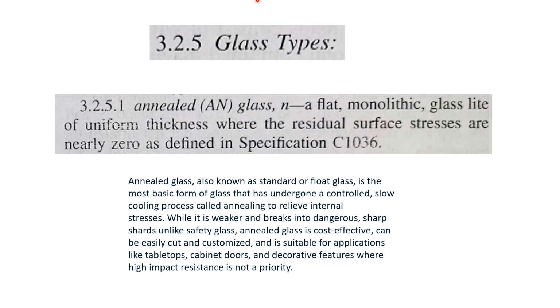Okay, now we've got a couple of terms. Annealed, so this is like your standard glass. That's what it says here. Annealed is the most basic form of glass, which has undergone a controlled slow cooling process called annealing to relieve internal stresses. While it is weaker and breaks into dangerous sharp shards, unlike safety glass, annealed glass is cost effective, can be easily cut and customized, and is suitable for applications like tabletops, cabinet doors, and decorative features where high impact resistance is not a priority. So this is your standard glass. Okay, annealed. All right, very good.